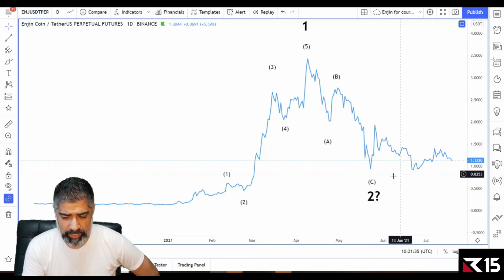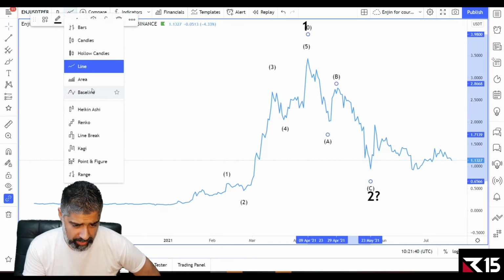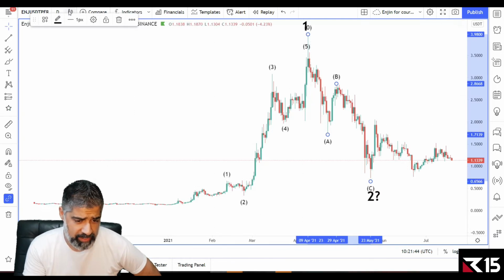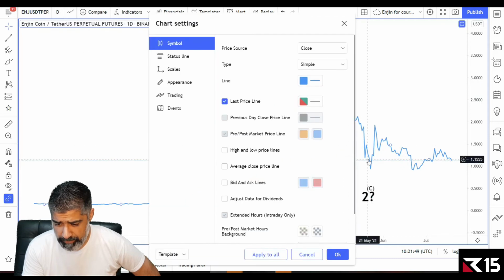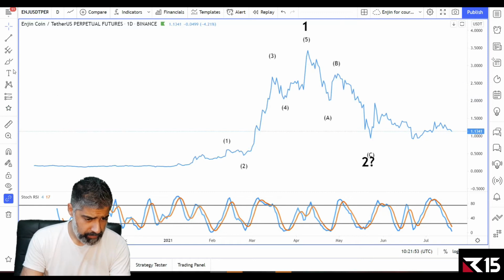Look how deep it went. So what this looks like, but because this low hasn't been exceeded, especially if we look on the candlestick pattern over here, this low hasn't been exceeded yet. So the take on this is, let me just close that.